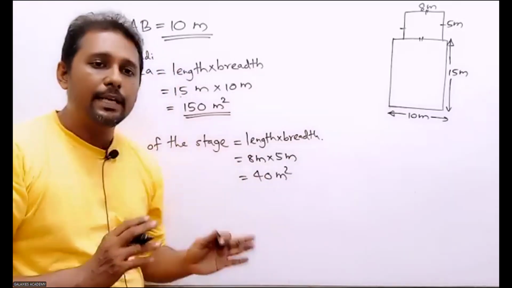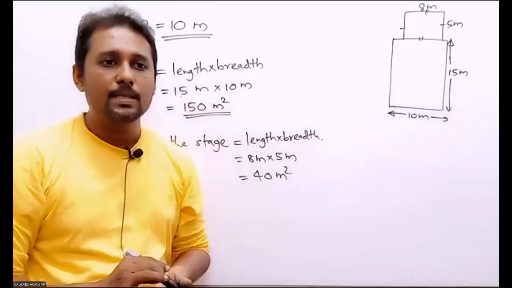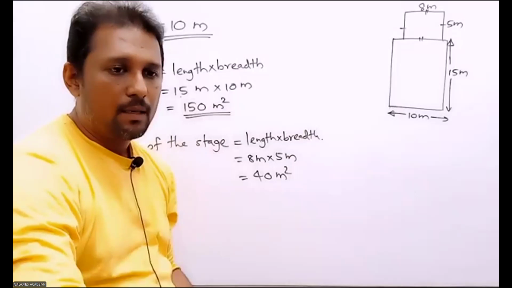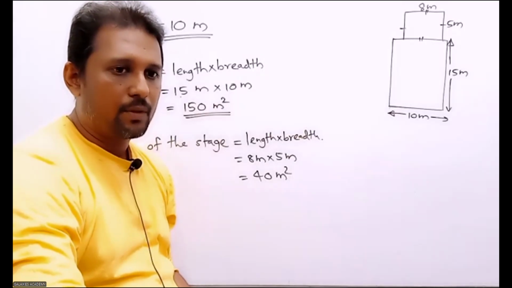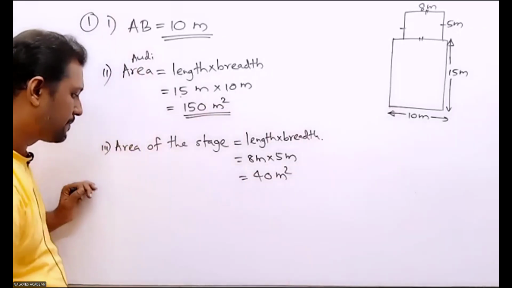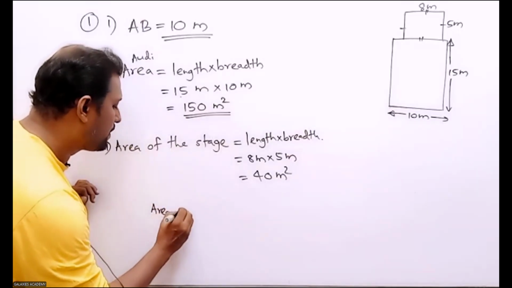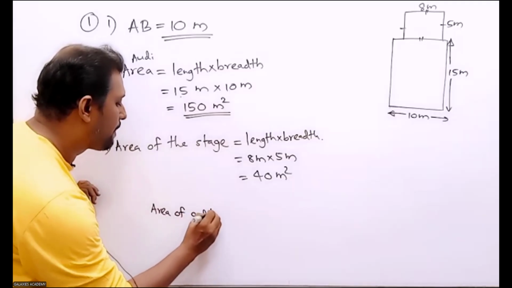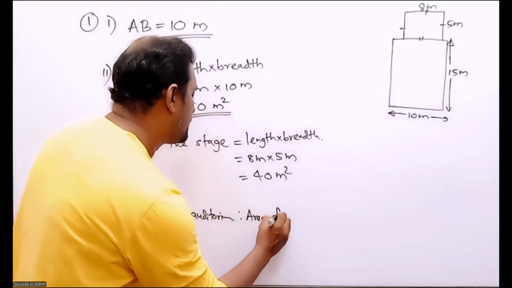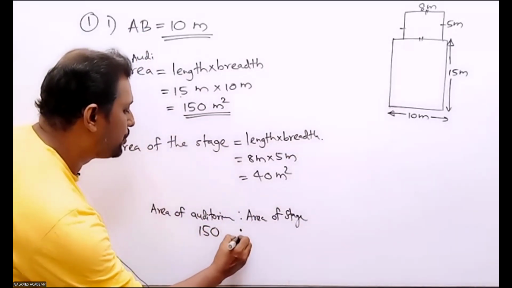Then you have to write the ratio between the area of the auditorium to the area of the stage. Right? So first you have to write the area of the auditorium. The auditorium area is 150 square meters. Right? 150 to 40.